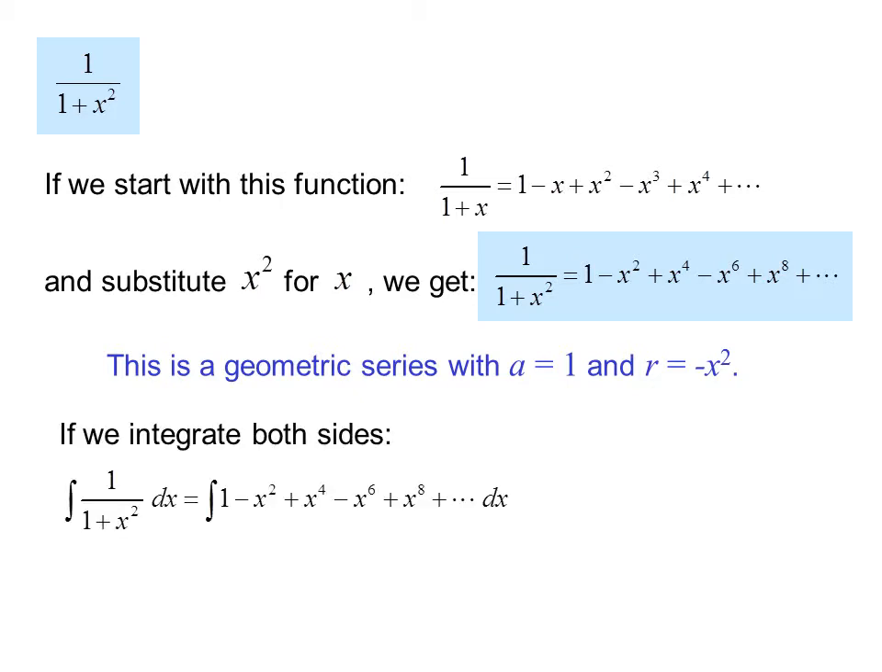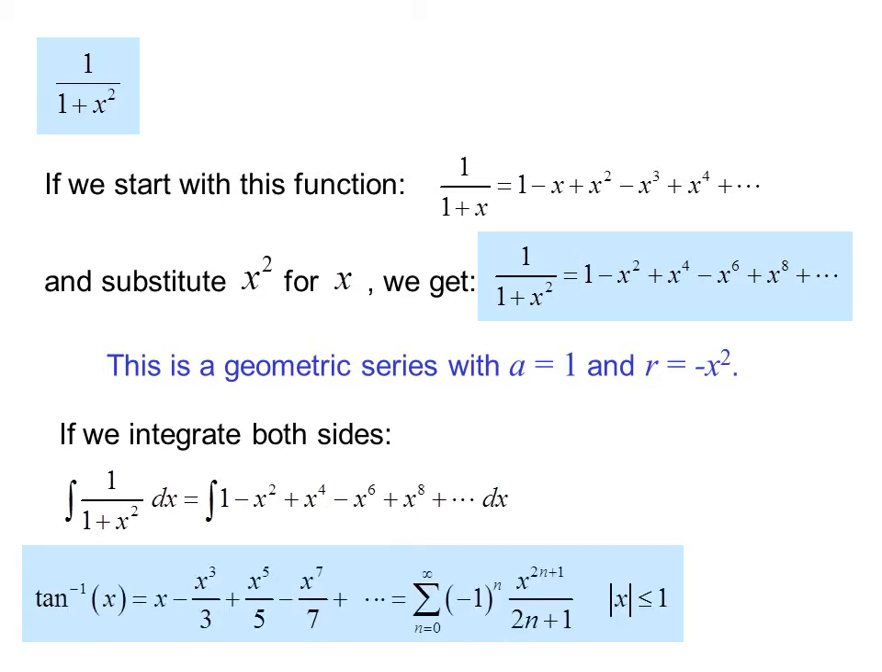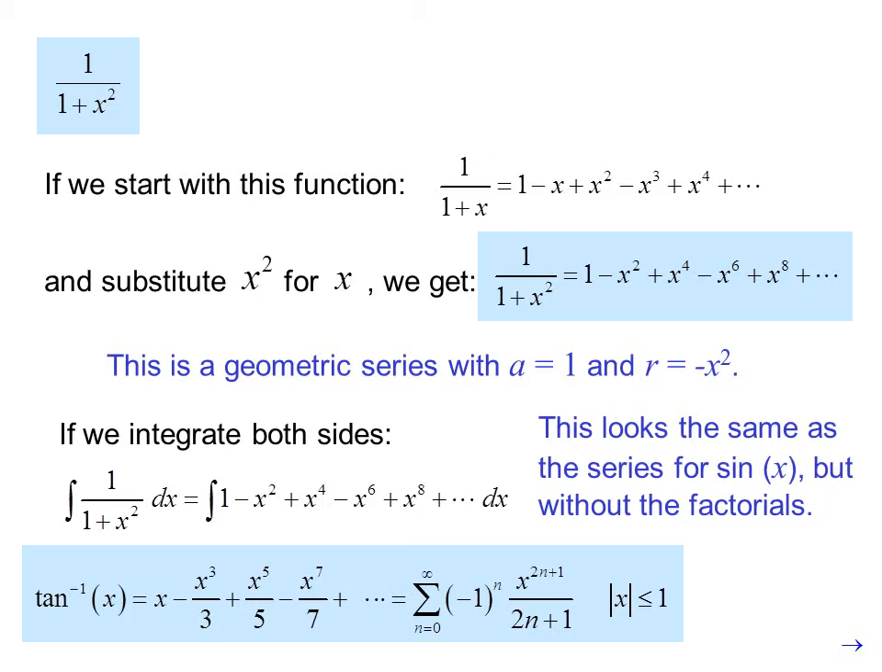If we integrate both sides, we get inverse tangent x equals x minus x cubed over 3 plus x to the fifth over 5 minus x to the seventh over 7 equals the summation from n equals 0 to infinity of negative 1 to the n times x to the 2n plus 1 over 2n plus 1, where the absolute value of x is less than or equal to 1. This looks the same as the series for sin x, but without the factorials.